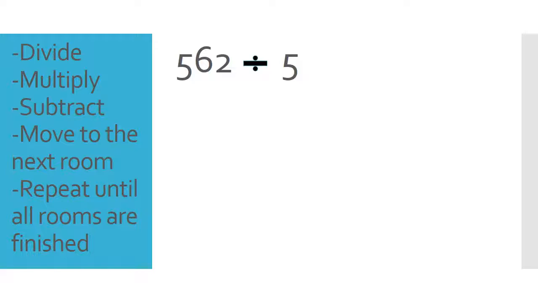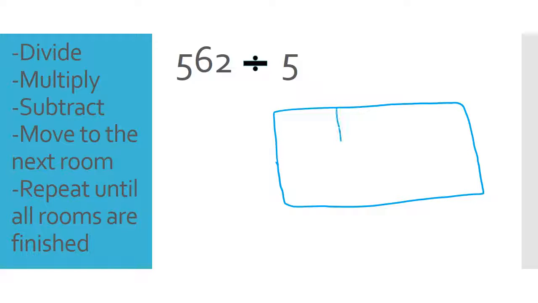Now, let's take a look at this problem. It's 562 divided by 5. The first number always goes in the house. So I'm going to draw the house, only this time, I'm going to give it rooms. This has 3 digits in the number, so I'm going to give it 3 rooms. I'm going to put the 5 in one room, the 6 in the second room, and the 2 in the last room. And I'm dividing by 5, so he's outside the house.